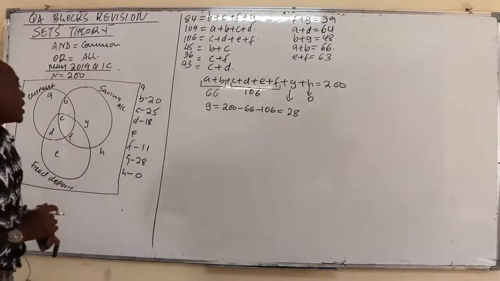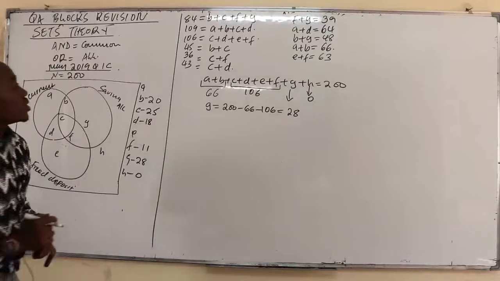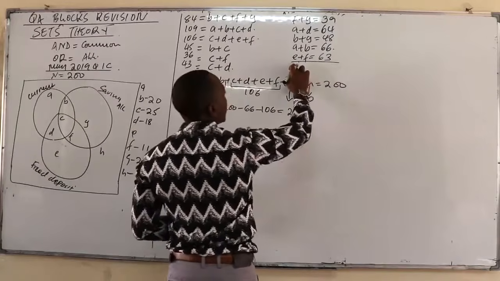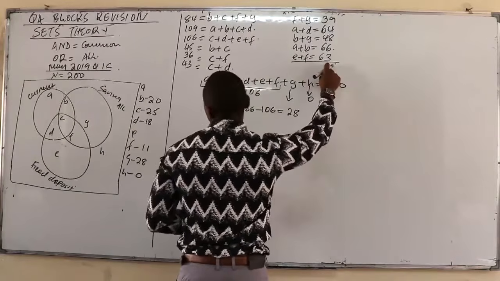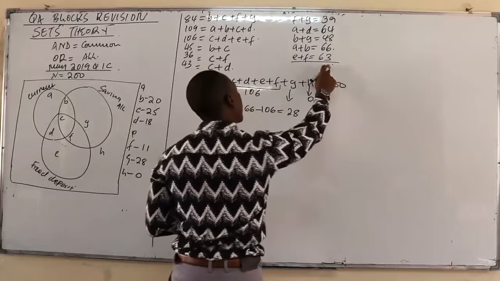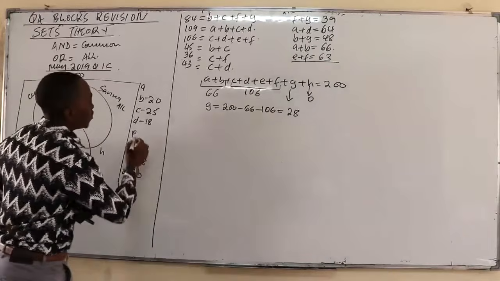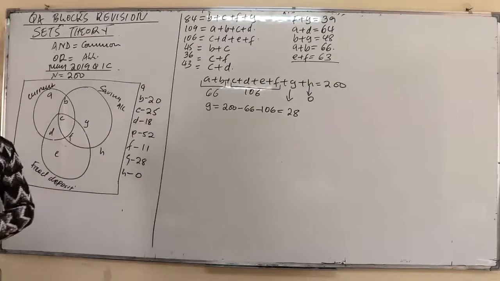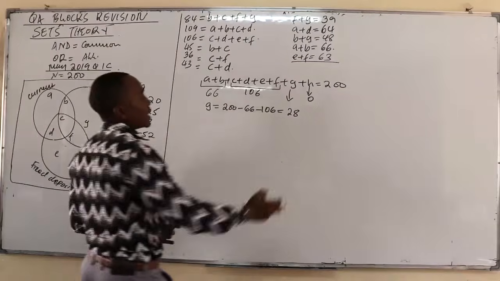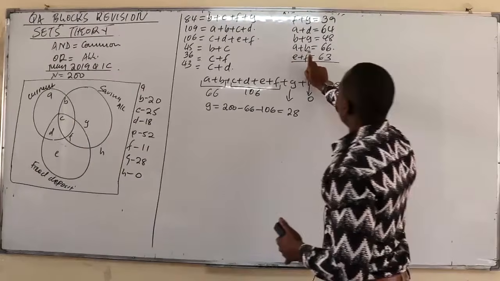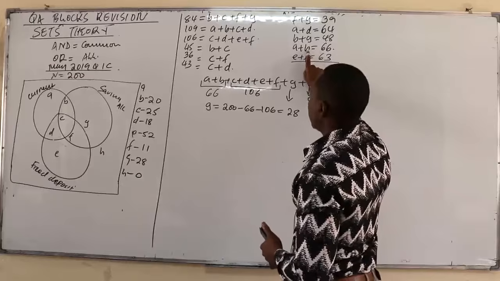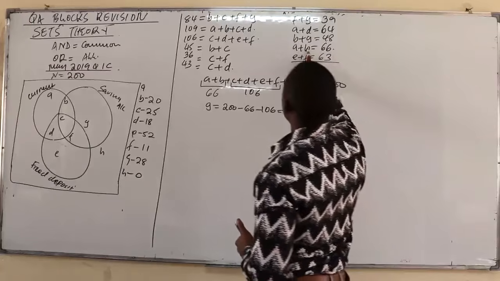So we are remaining with A and E. Let's get E. So let's use this equation. E plus F is 63. F is 11. That means E is 52. Now we are remaining with only A. Can we get A? Yes. A plus B is equal to 66. B is 20. That means A is 46.